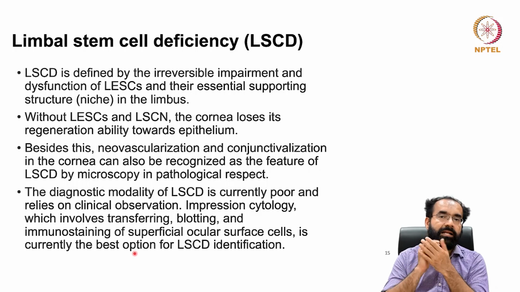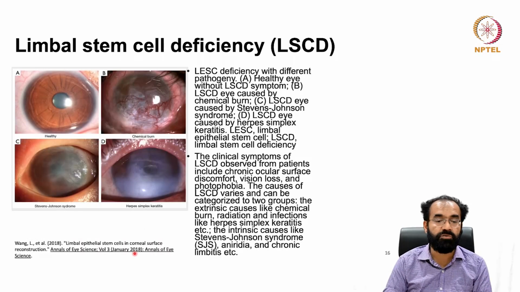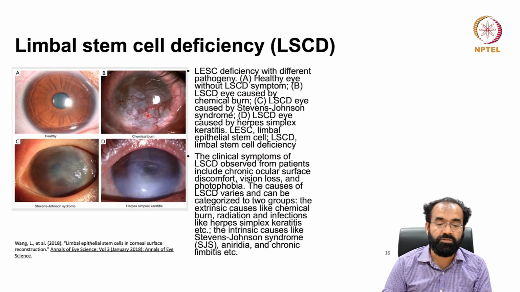You can put a layer and collect the cells and look at their health. That is how you identify limbal stem cell deficiency. If you look closely, LSC deficiency with different pathogenicity can happen due to various reasons. A is a healthy eye. B is an LSCD eye caused by chemical burn, as you can see here how the vasculature has come. And C, an LSCD eye caused by Stevens-Johnson syndrome, which we will not go into the details of. And D, an LSCD eye caused by herpes simplex virus. In all cases, it has become opaque or less transparent.